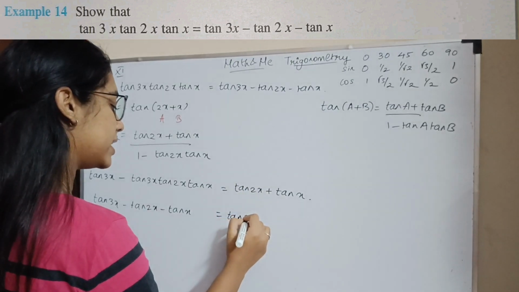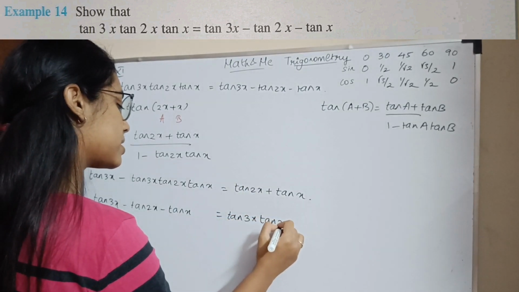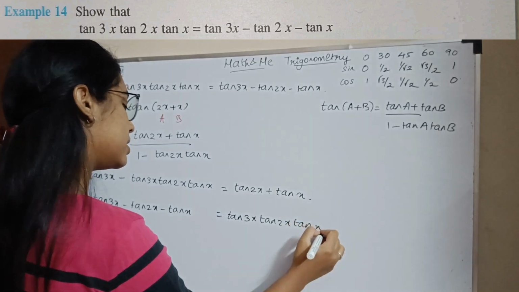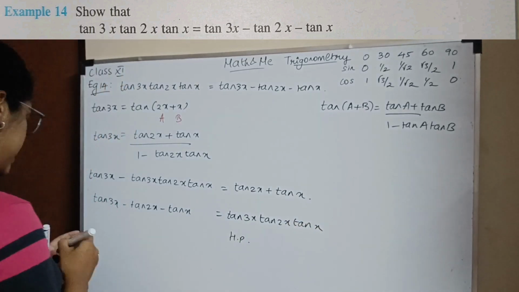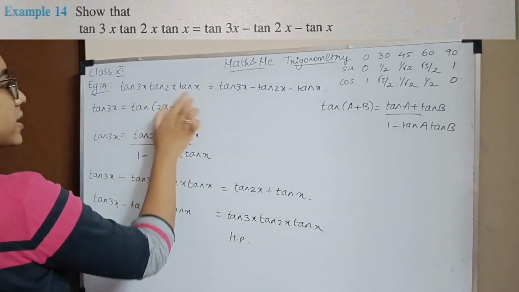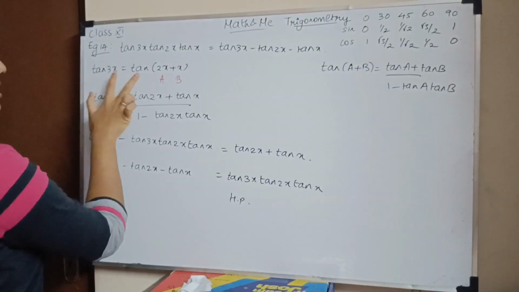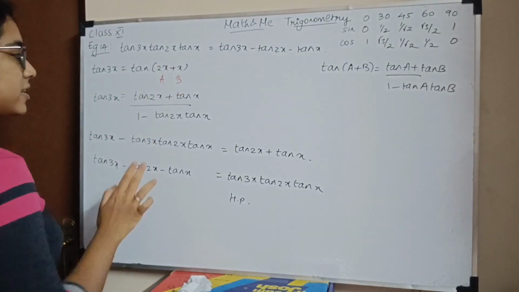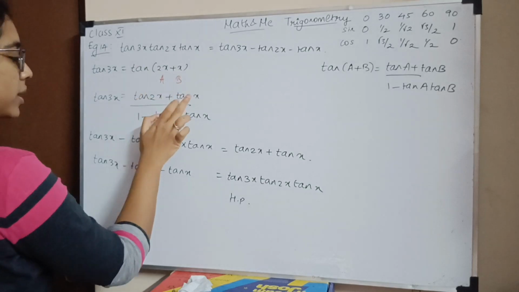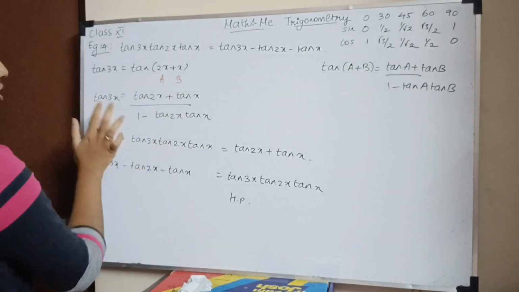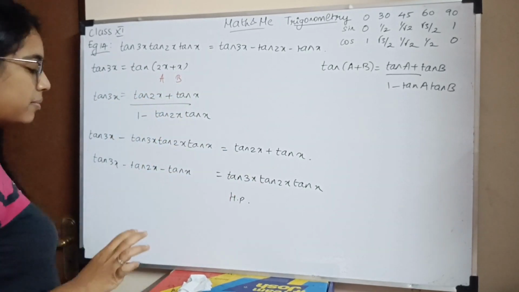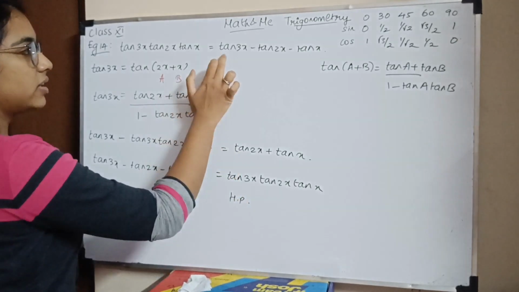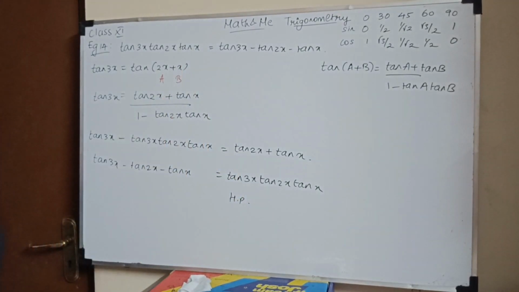So I'll have tan 3x tan 2x tan x. Hence proved. You see what I did? I have 3x, 2x and x. So in that, tan 3x is tan of 2x plus x. So I'm going to use the tan of a plus b formula. I did some calculation, cross multiplication, LHS, RHS, and I'll get the desired equation. Okay, so hence.